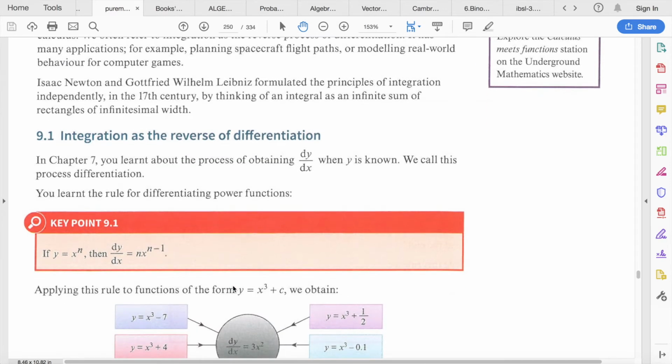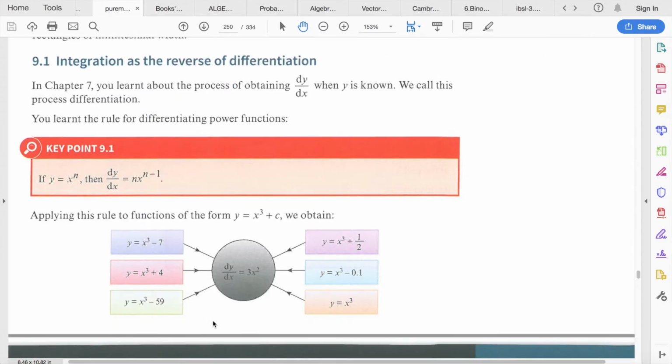Now, integration is actually, as I told you when I started differentiation, the reverse process of differentiation. When you differentiate, you get a new function. Now, when this new function which is obtained through differentiation is integrated, you go back to the original function. So we are going to learn this here.